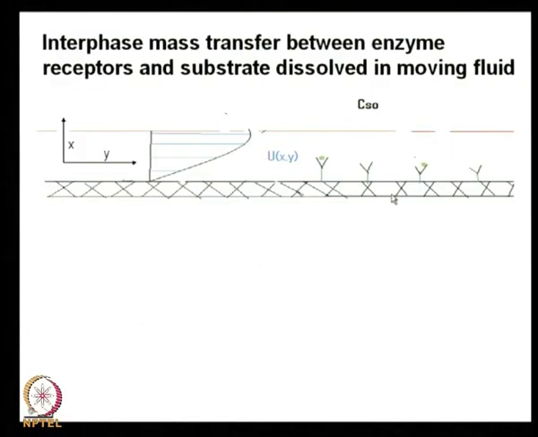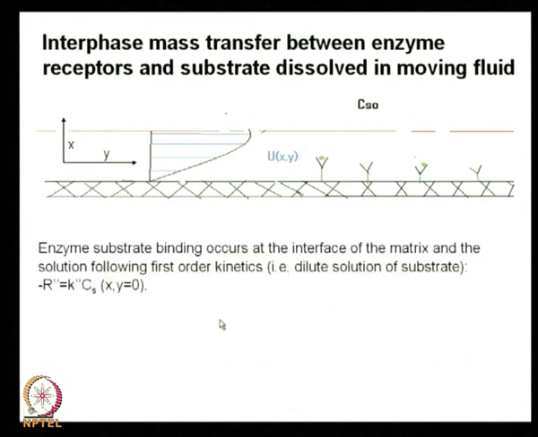So if you look at this picture over here, this is now the matrix, the one with the cross signs over here, this is the matrix of the enzyme on which the enzyme is attached covalently. So these are the receptors and these are the enzymes, and the fluid that you have is flowing in this direction, and you have the x and the y coordinates. Okay. So what is happening here is that the enzyme substrate binding at the interface of the matrix and the solution obeys first order. As I said, that is again an asymptote of the whole problem.